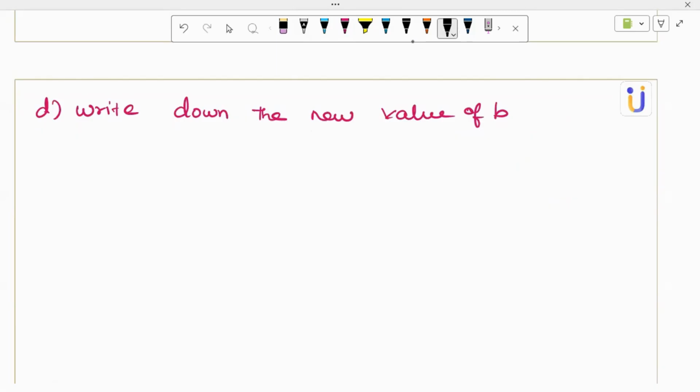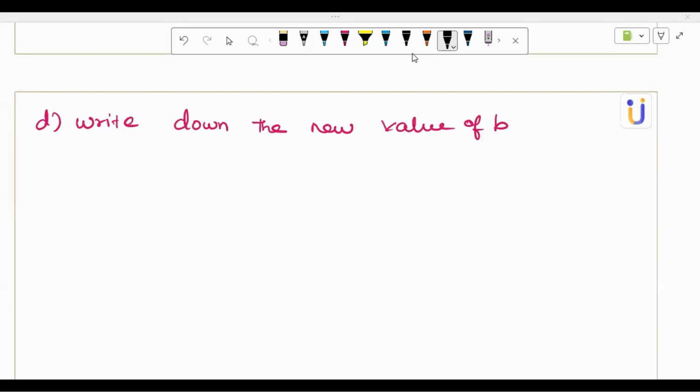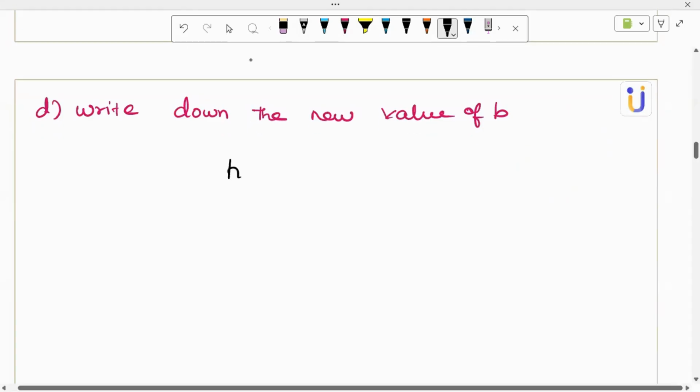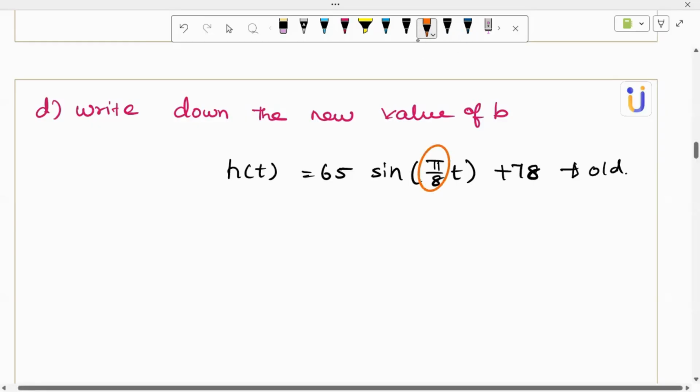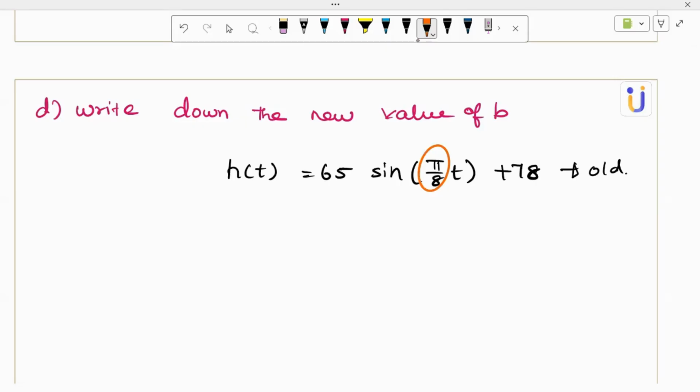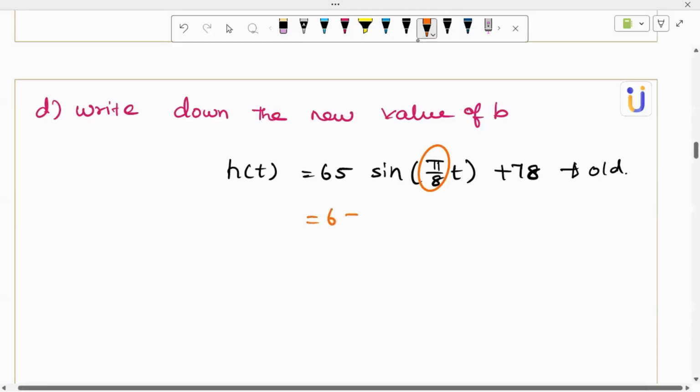Now, H of T, what is the equation? First, the original one: 65 sine pi by 8 T plus 78. That is the old one. Now the new one, the B value will get affected. So twice the period means to find the new B value, I will divide it by 2. So it will be 65 sine pi by 8 divided by 2, which is pi by 16 T plus 78.